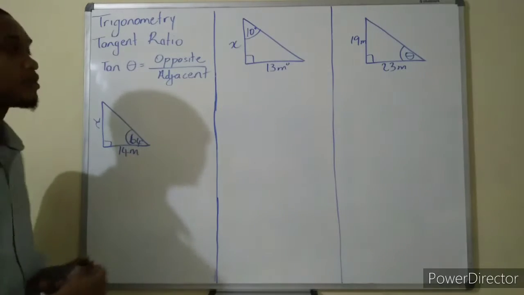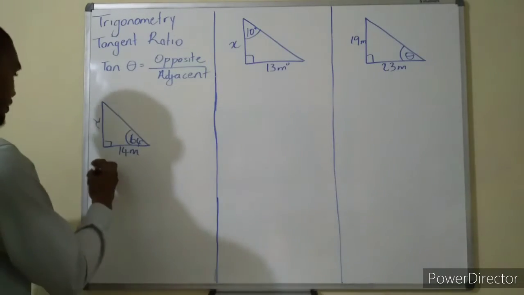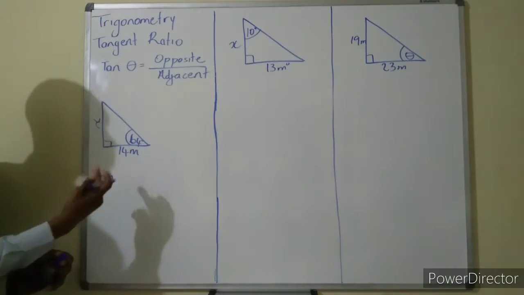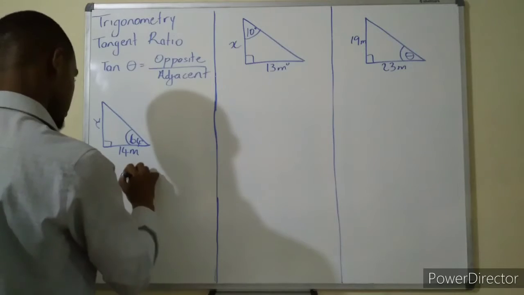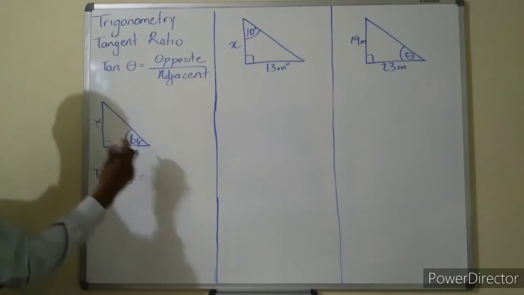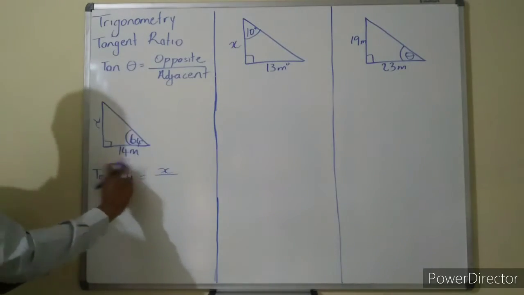Now, let's work it out by putting in the values. So tan theta is equal to opposite divided by adjacent. So you'll put your tan first. The angle in this case is 64. So that's tan 64 is equal to the opposite side, which is x, and your adjacent side is 14.